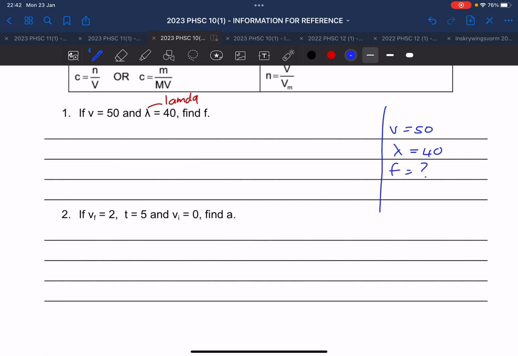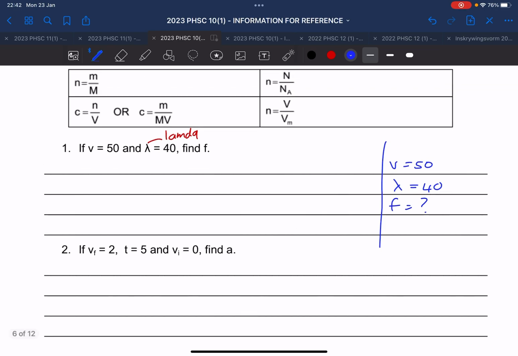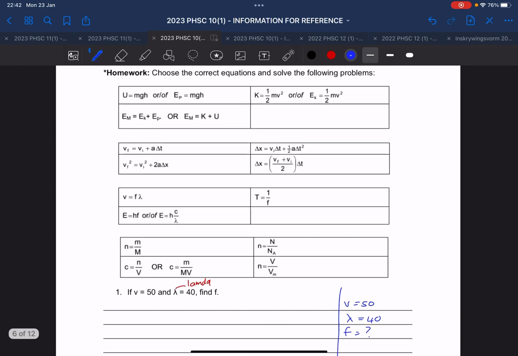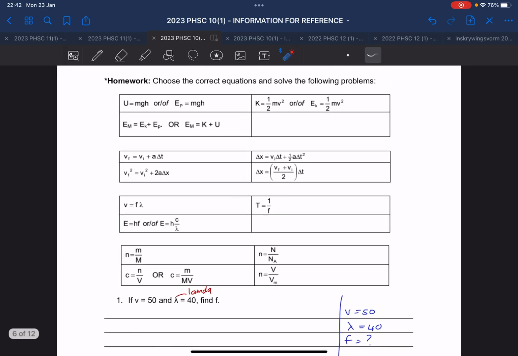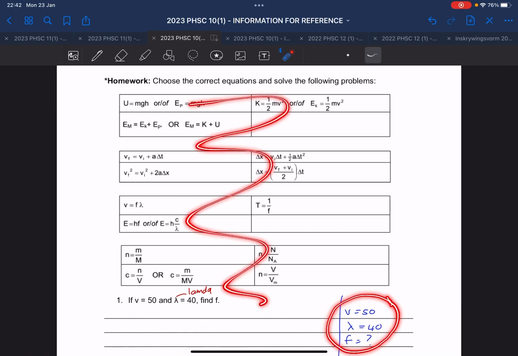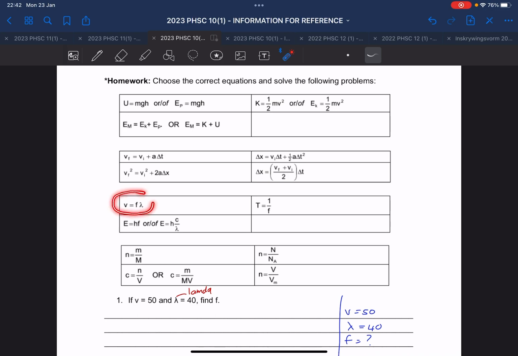Later on in the year you will know what all these symbols stand for, but right now I just tell you each symbol has a value and you must find F. Where will you find this F? You're going to look on this data sheet for a formula that helps us solve this puzzle. If you go through all of these equations, you'll see this formula helps us. There we have V, we have F, and we have lambda.